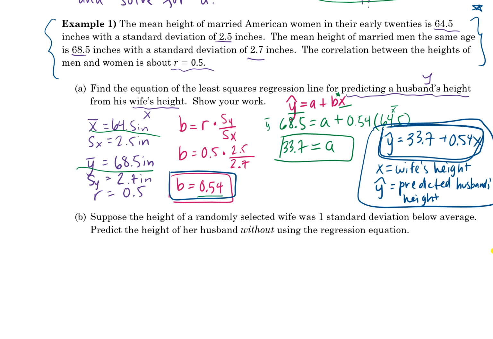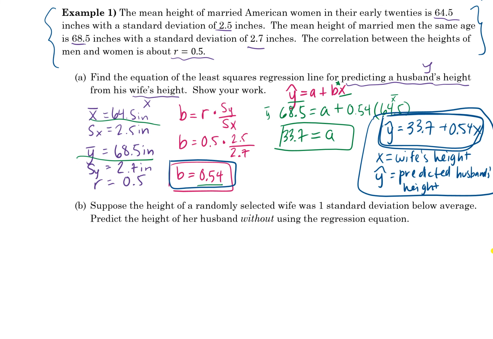And for this, I'd like you actually to pause the video, try it, and you're going to want to discuss this with your group because this one's kind of tricky, and then come back and check what your answer is. Okay? So it says, suppose the height of a randomly selected wife was 1 standard deviation below average. Predict the height of her husband without using the regression equation. Okay? So go ahead and take a couple minutes, pause this, try to come up with an answer. Okay? And by the way, most years, I usually only get like 3 or 4 kids per class who actually get this. So if you do get this, you should feel really good. Okay? So pause this, try for an answer, and then start again when you are ready.